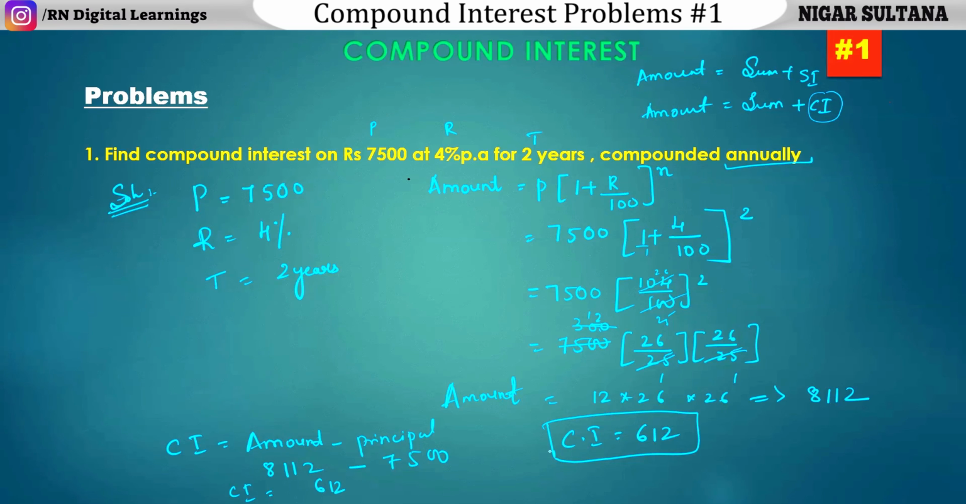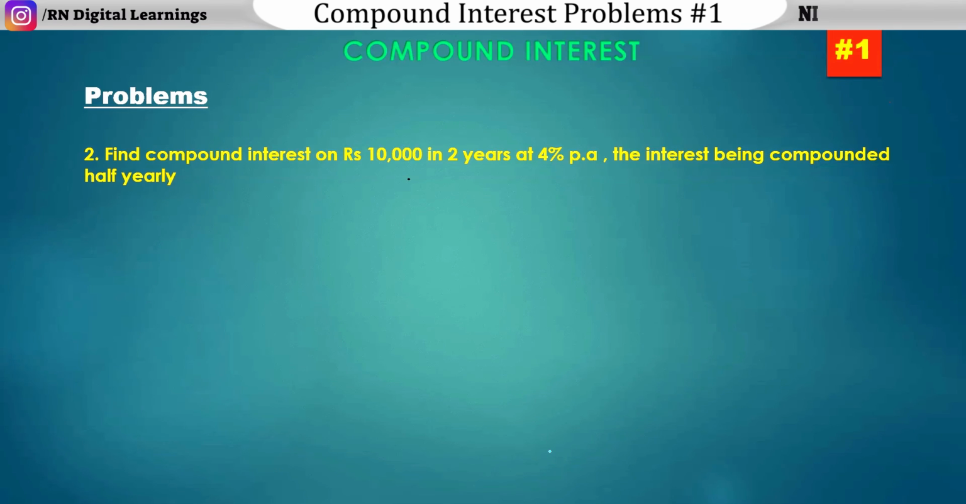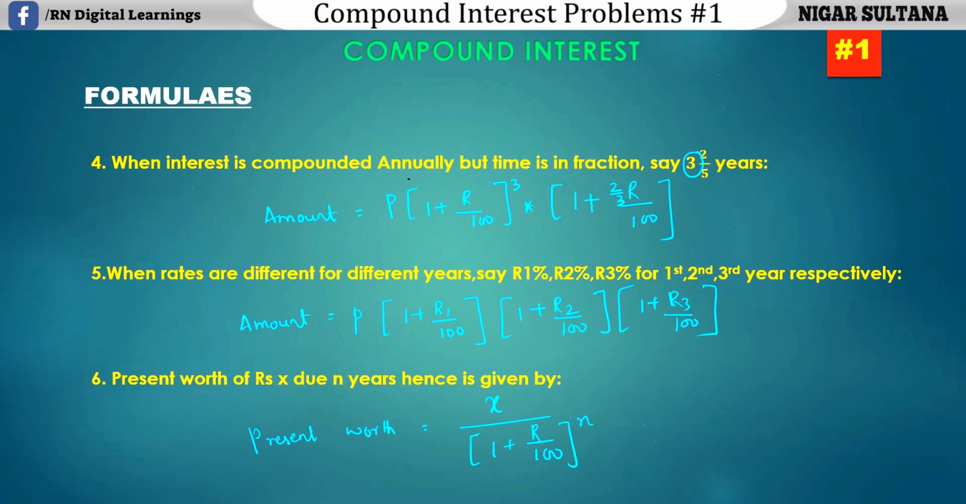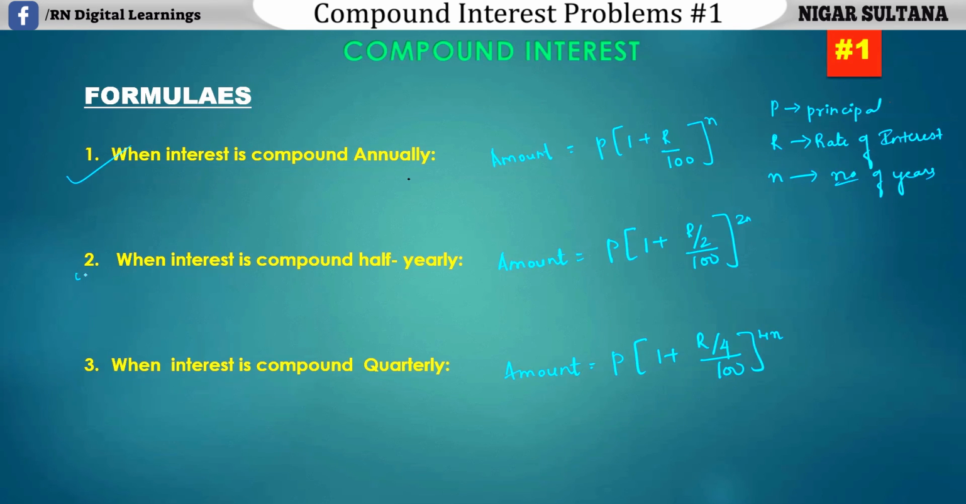Now let's move on to the next problem. Find compound interest on 10,000 in 2 years at 4% per annum, the interest being compounded half yearly. Now which formula are we going to use? We are going to use the second formula. When interest is compounded half yearly, amount is equal to P of 1 plus R by 2 by 100 to the power 2n.